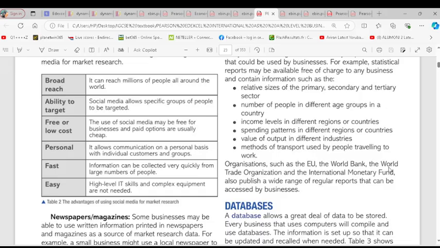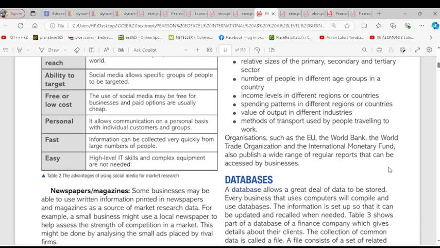That's the point there. The third one, free or low cost. Simply, the use of social media may be free for businesses and paid options are usually cheap. So on Facebook, you can just log in and post. Except if you want to sponsor it to reach a large number of people, but it's easy for you to just post. It's cheaper for you to just post, and you can gather traffic even without sponsoring. So that's about social media.